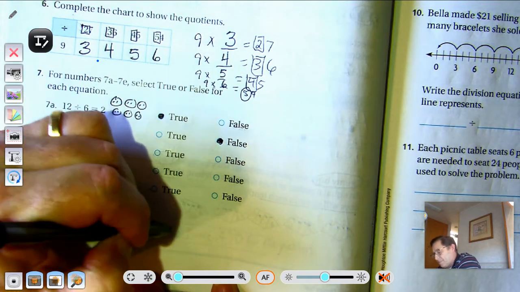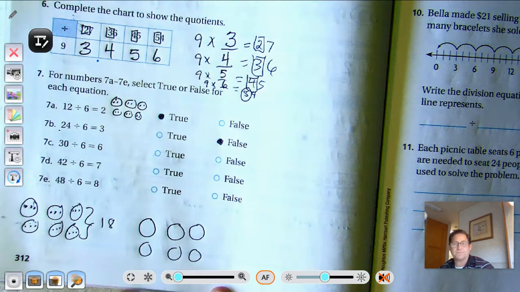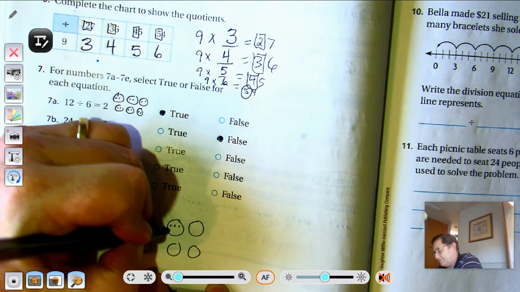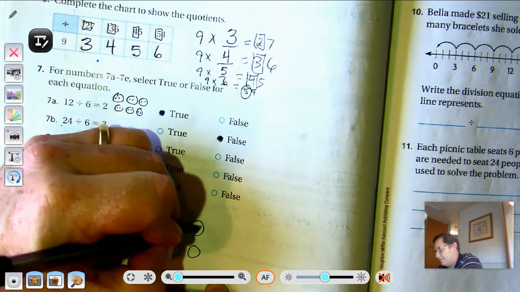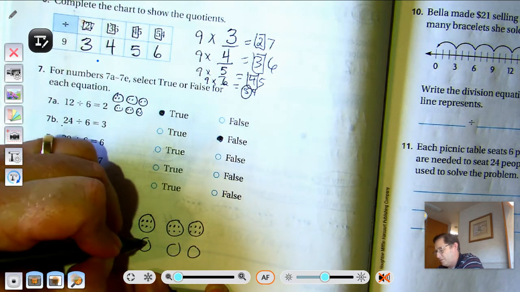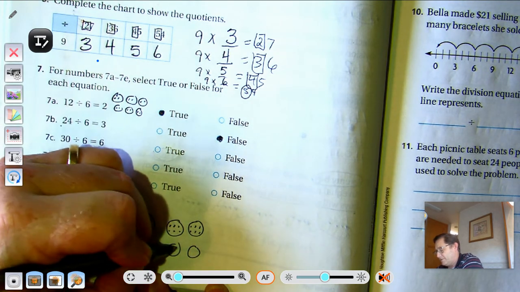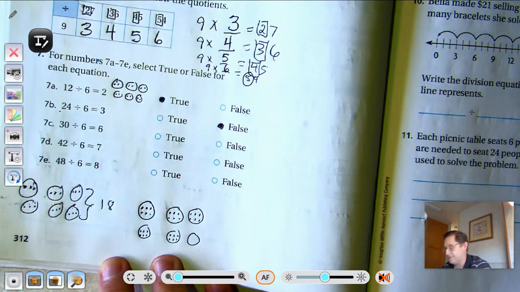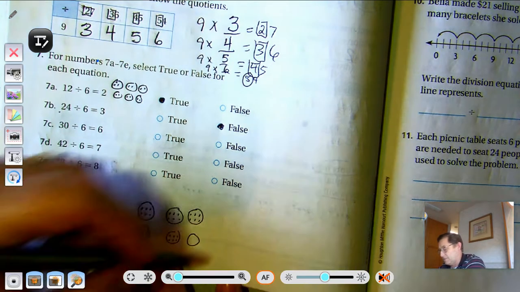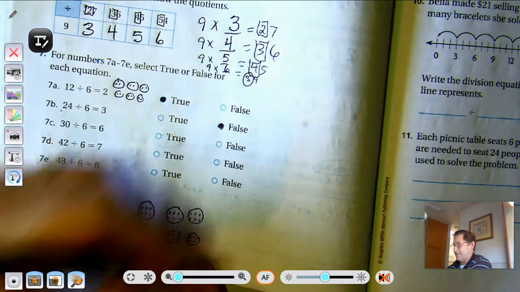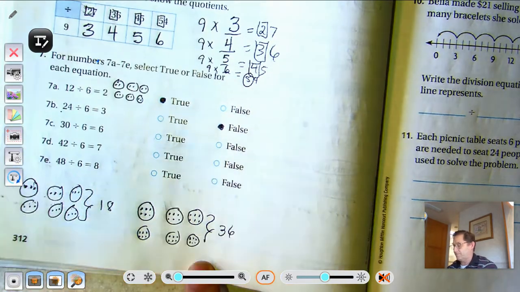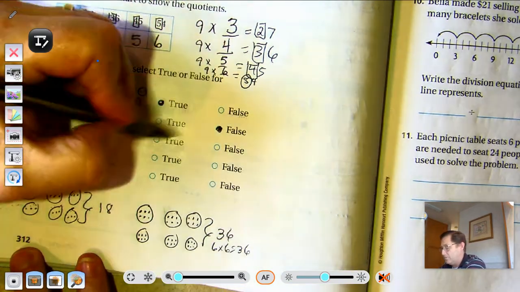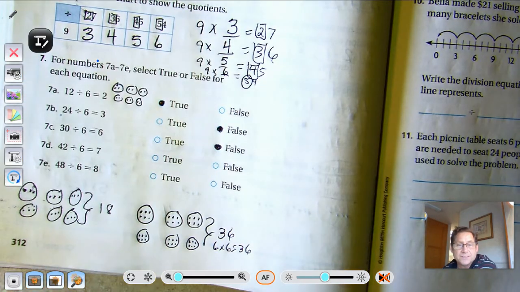30 divided by 6 is 6. So let's see. I have 6 groups. They want me to put 6 in each group. So that's 6, 9, 12, 13, 14, 15, 16, 17, 18, 19, 20, 21, 22, 23, 24, 25, 26, 27, 28, 29, 30. Oh, that's 30 already. I haven't put any in the last circle. So no, that's not going to be right. That's 36. 6 times 6 is 36.